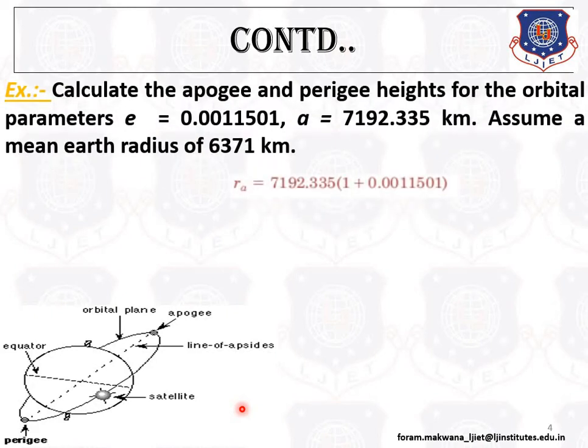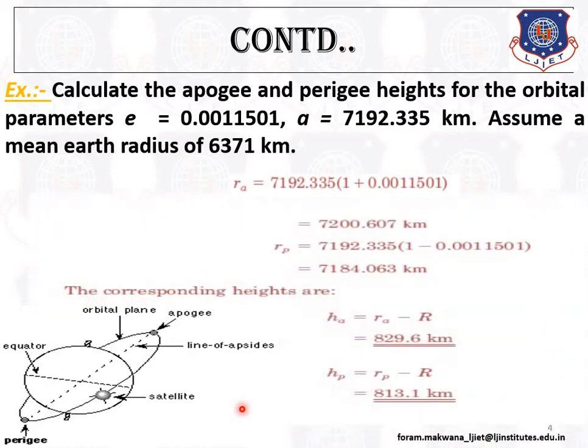First, calculate the apogee and perigee heights for the orbital parameters e equal to 0.0011, a equal to 7192.335 km, and the radius of earth is given as 6371 km. How can we calculate the height of apogee and perigee from the radius of apogee and perigee? I will explain it to you with the help of this example.